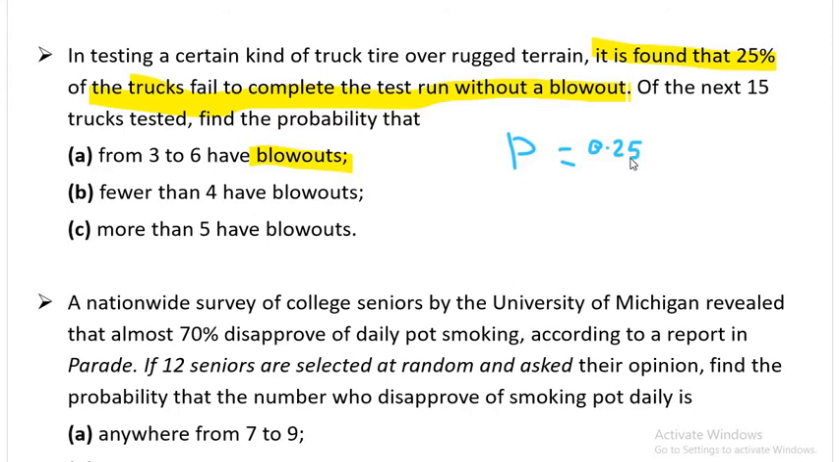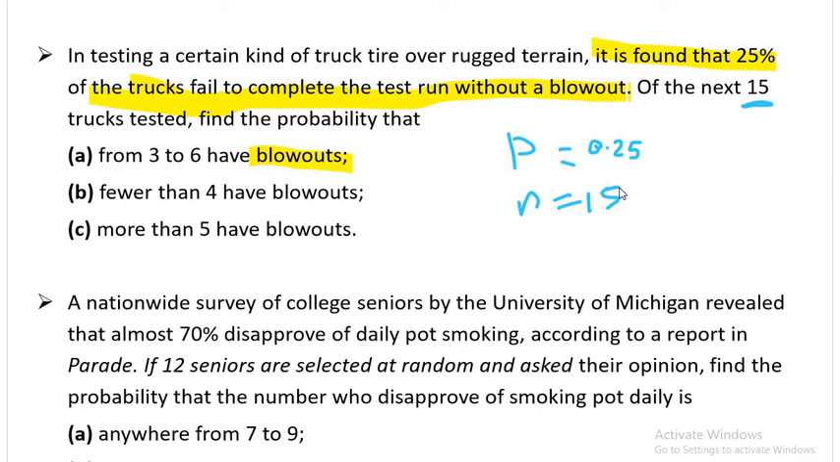Okay, this is my P, 0.25, and how many tests? N. So this is my N, because of the next 15 trucks tested. So your N is 15, sorry. Okay, so N is 15, P is 0.25, and that's it. That's what you need for the binomial distribution.